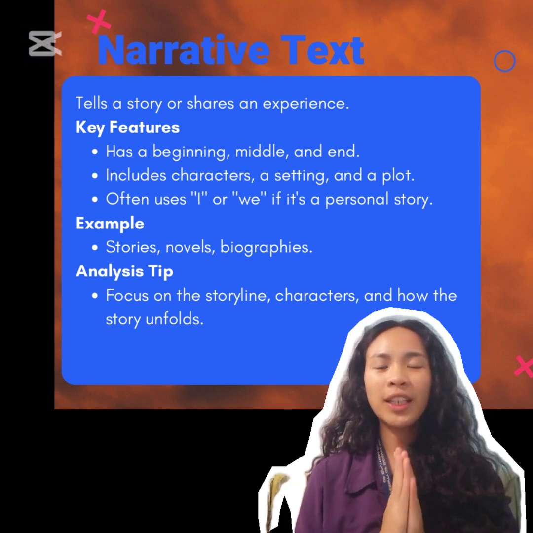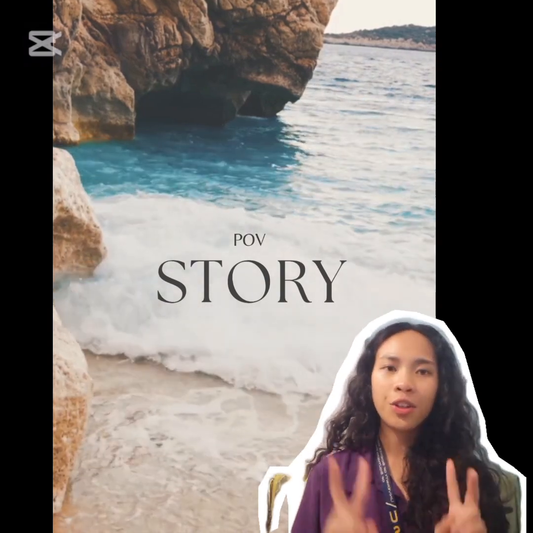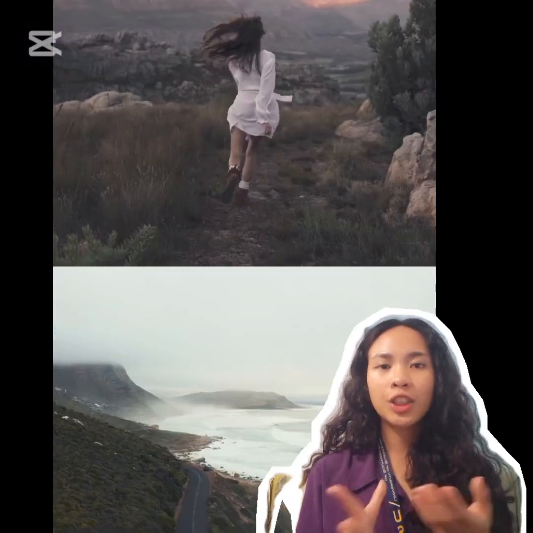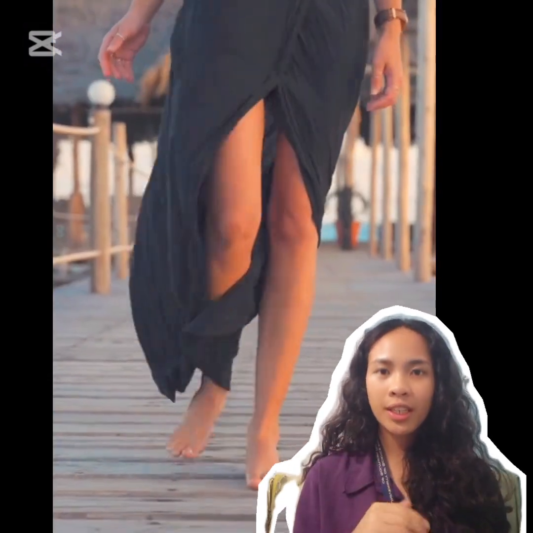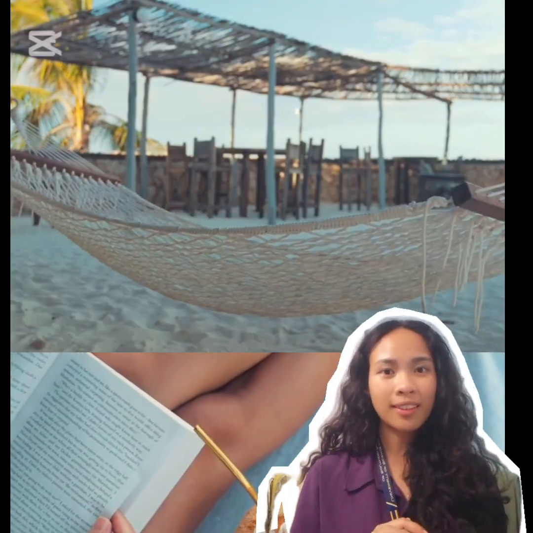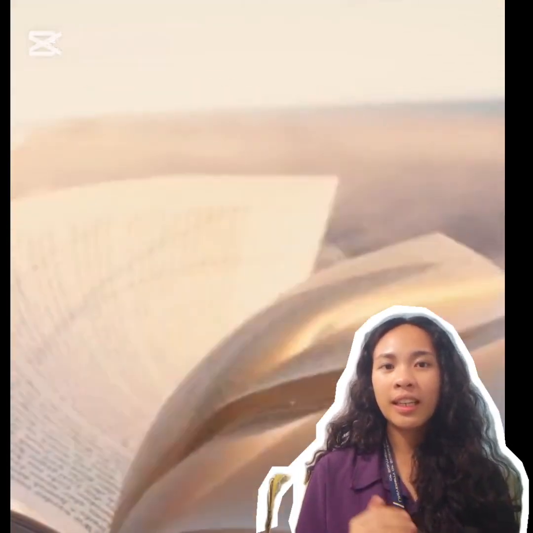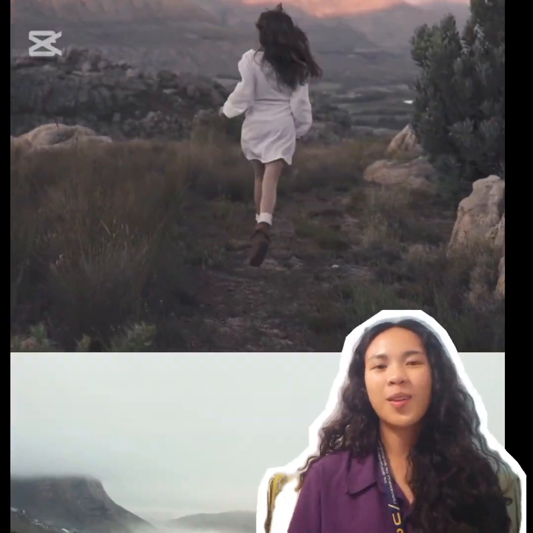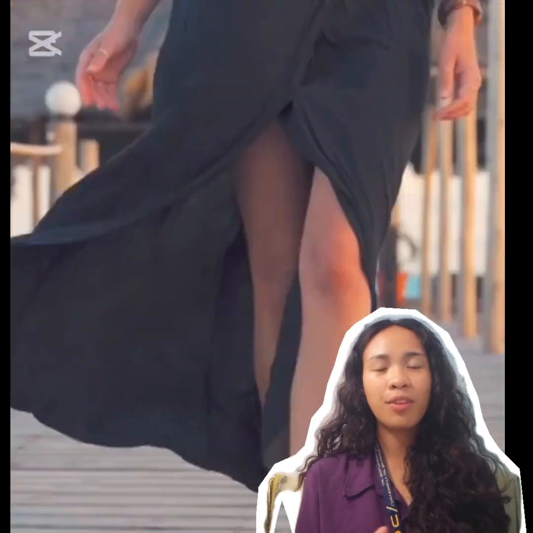For example, in narrative text, you are writing a story about a young girl who finds a magical amulet. Then the narrative would follow her journey as she discovers the amulet's power. Along her journey, she would face challenges or obstacles, and ultimately learns a valuable lesson at the end. So that would be one example of a narrative text.